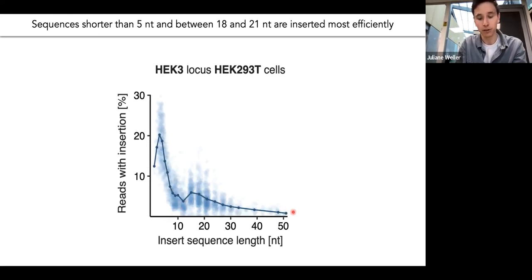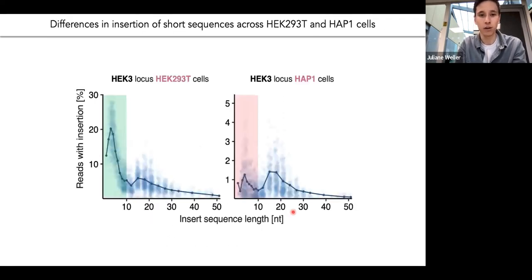So length explains why some sequences are made better than others, but it also explains differences we see between cell lines. Because if we compare the HEK293T cells and the HAP1 cells, you might notice that the biggest difference is for these short sequences, which are made much less efficiently in HAP1 cells.